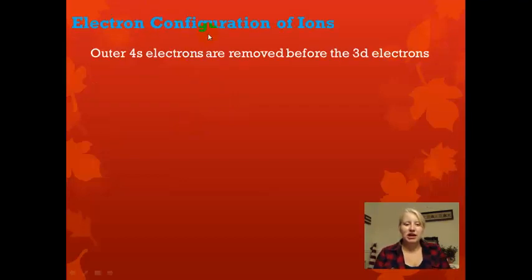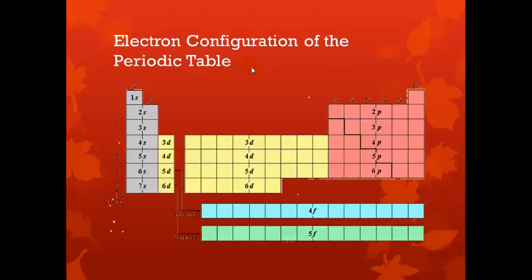Electron configuration of ions: remember that if you're removing electrons to form a cation, you always remove the 4s electrons before the 3d, even though they fill in the opposite order. And finally, remember this picture. You can easily read the electron configuration of an element by just looking at the periodic table and where they're placed.